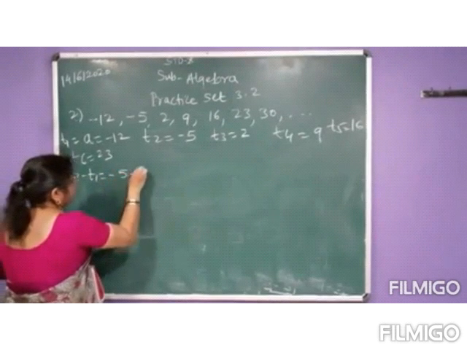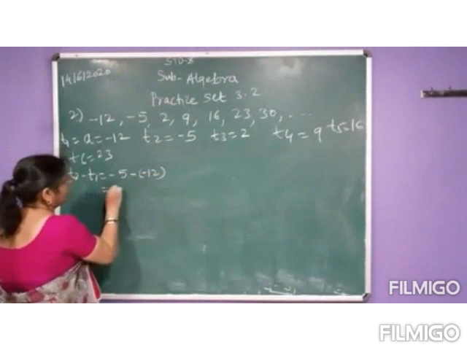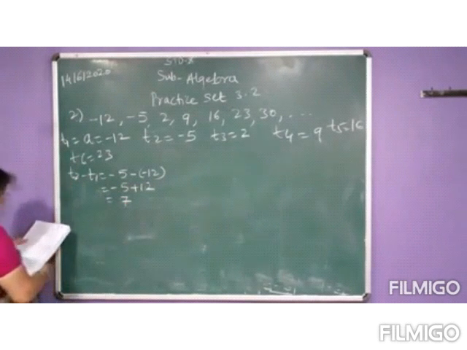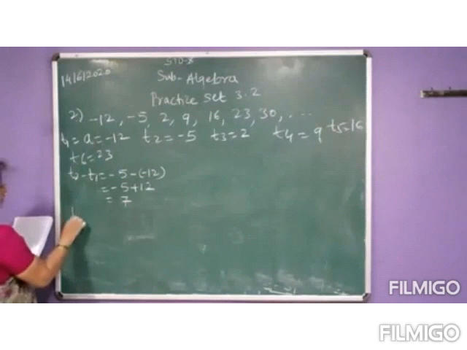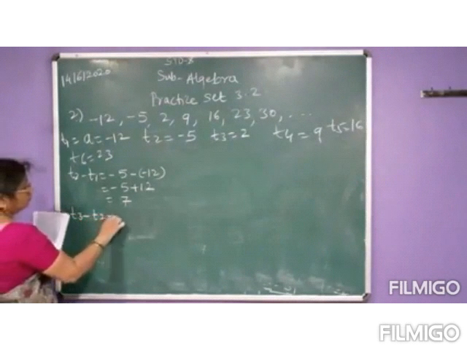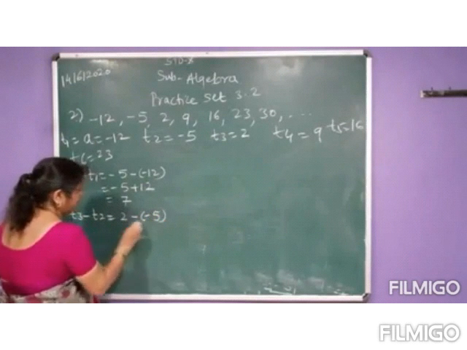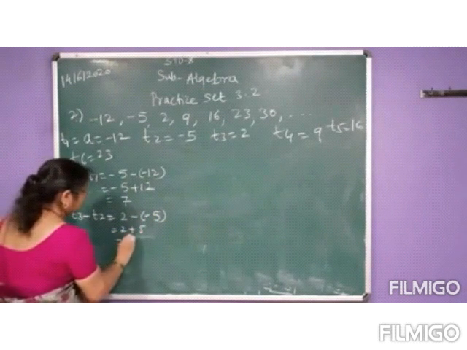Minus 5 minus of minus 12, that is minus 5 plus 12, so 7. Then we will see T3 minus T2. T3 is 2, minus of minus 5, so 2 plus 5, that is 7.